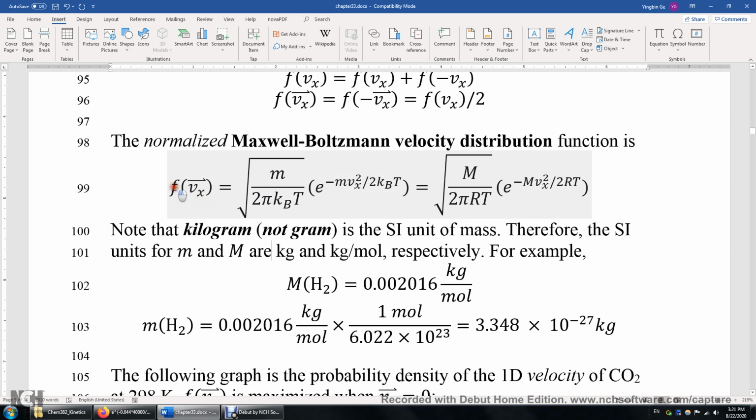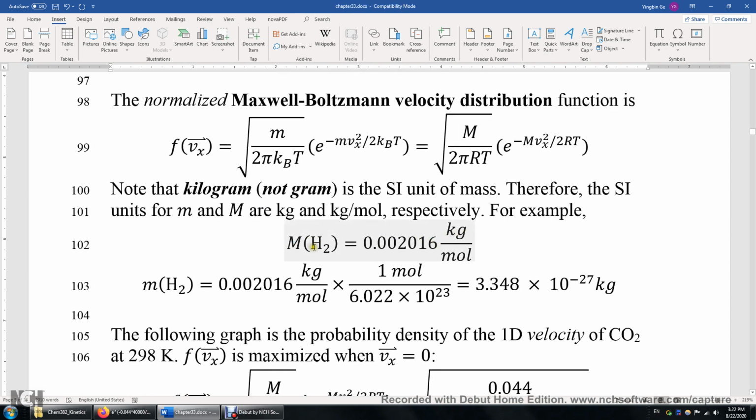Again, if you need to do numerical calculations, I recommend you to use the SI units, and therefore keep this kilogram per mole as the unit of this uppercase M, or kilogram as the unit of this lowercase m. For example, if you're looking at hydrogen, the molar mass of hydrogen is this, 0.002 kilogram per mole. That's the molar mass of the hydrogen molecule in SI unit.